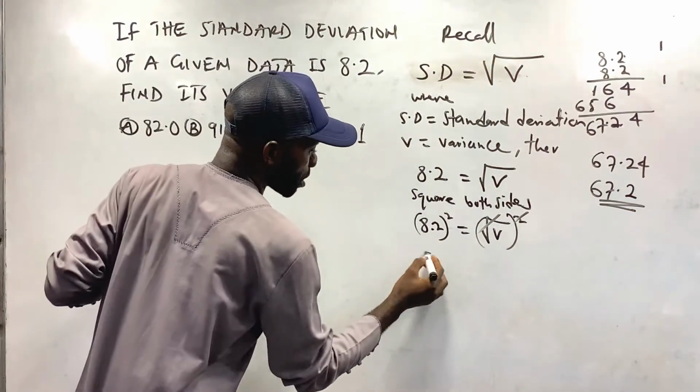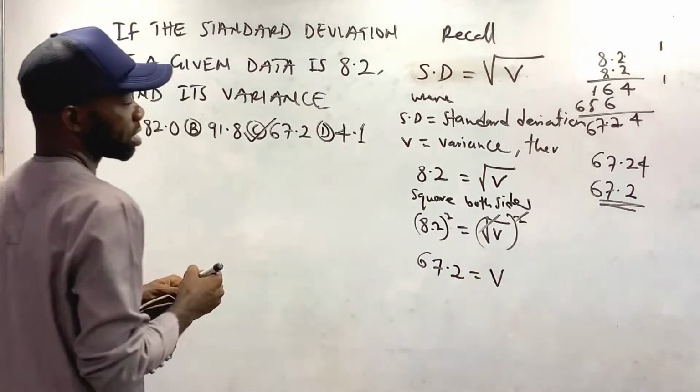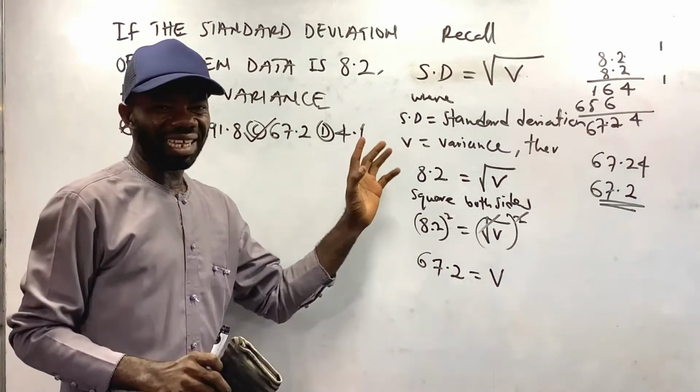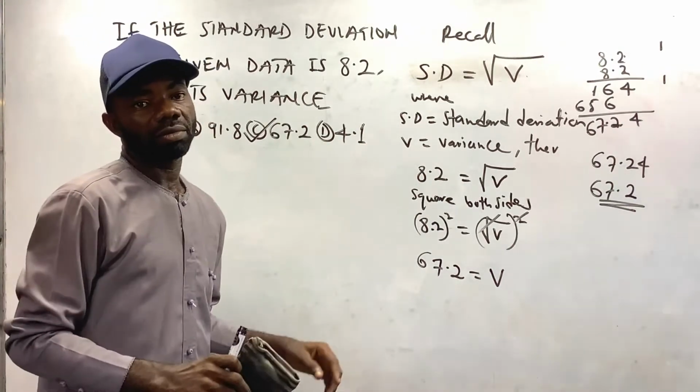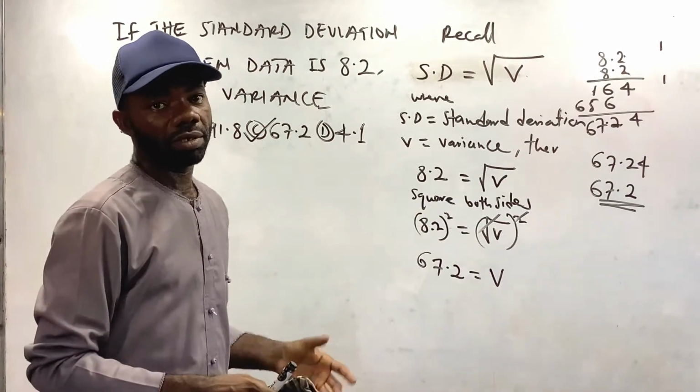No thinking is required. So 67.2 is my variance. You need a shortcut, you go straight to the point, and you're good to go. In 30 seconds, you can finish up this question and save time for other complicated ones.